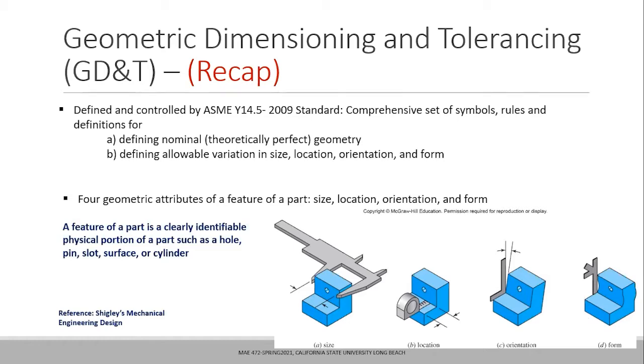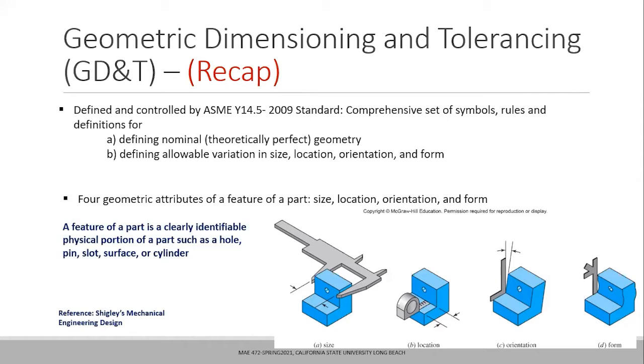And these are the four attributes that we are going to see how GD&T will help us to provide control on the size, the location, the orientation, and form. How GD&T is going to help us to control or provide allowable variation in the drawing. Now, before we go further, let me ask you guys, why do you think this variation is required? Why do you think that we need some sort of a variation in size?